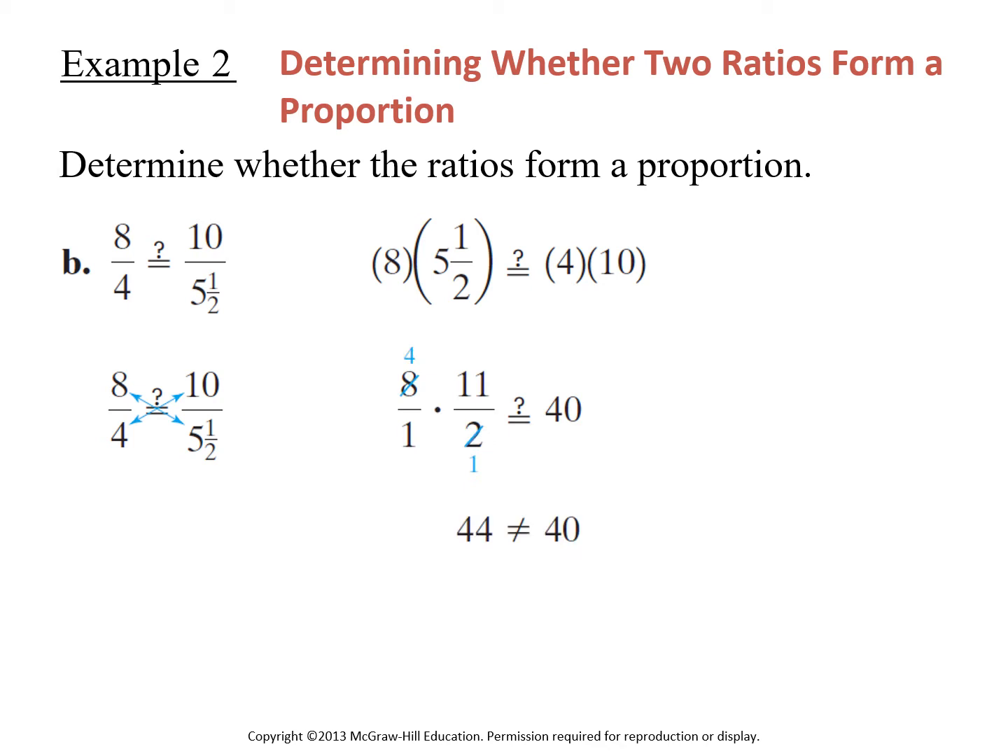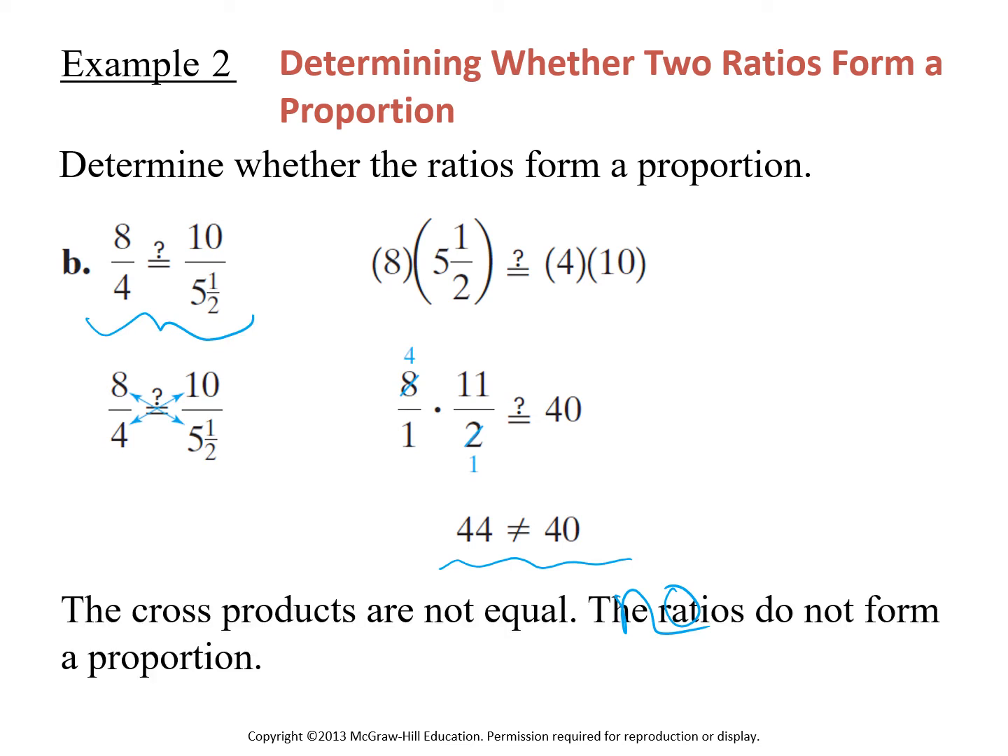In this case, our cross products are not equal. One is 44, the other is 40. So no, this is not a true proportion. These ratios are not equal to each other.